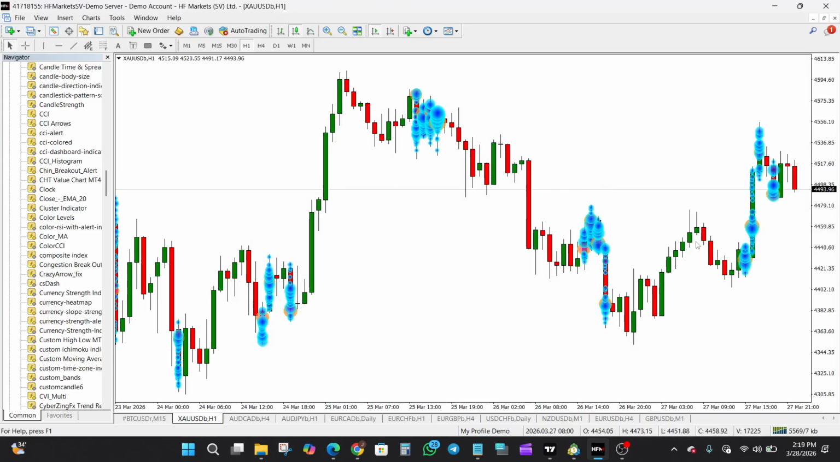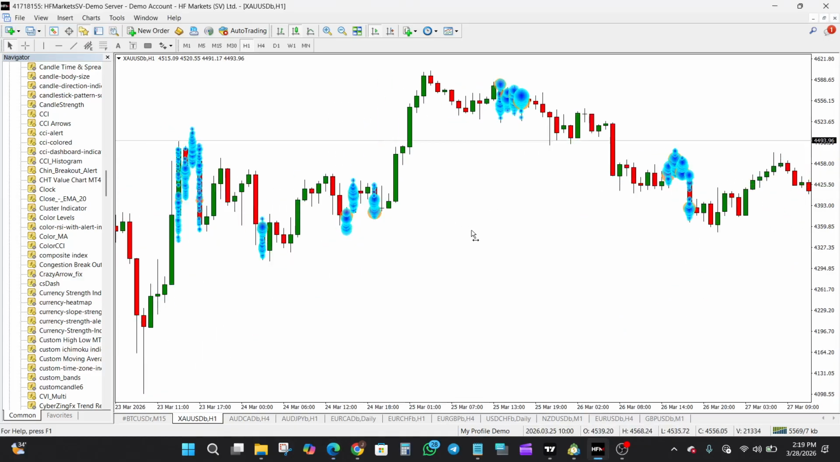All right, so now the cluster indicator actually helps to identify and visualize significant price levels where trading activity is concentrated. As you can see here on the chart, the indicator marks key zones with color coded circles. It allows you to quickly assess where major volume clusters occurred during recent sessions.